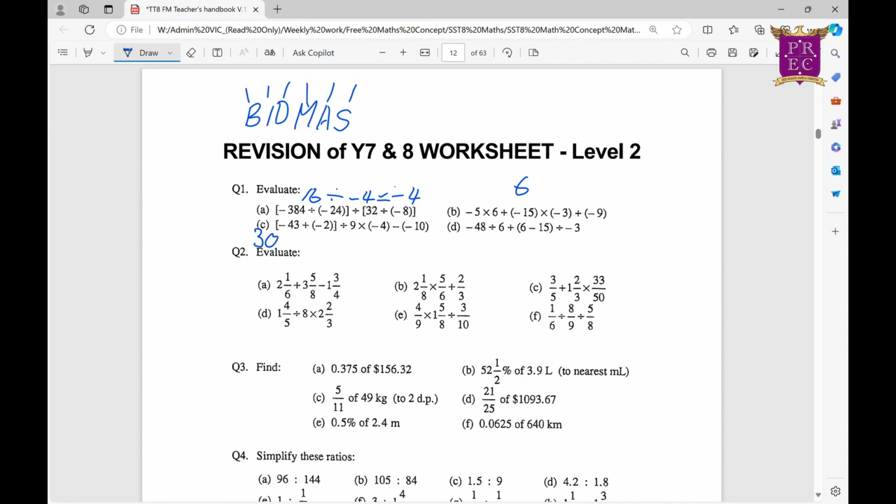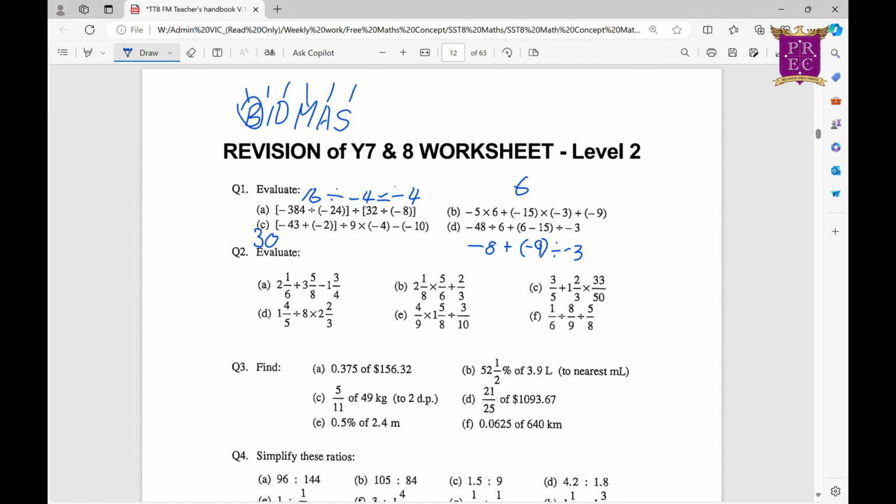So what we do first is what? Brackets. So 6 minus 5 is negative 9, and then we do everything else. What's negative 48 divided by 6? Negative 48 divided by 6 gives us negative 8. Negative 8 plus negative 9 gives us negative 17.